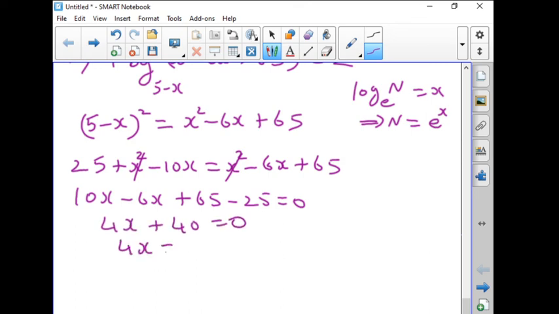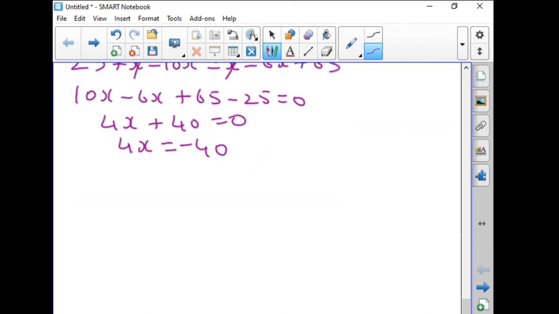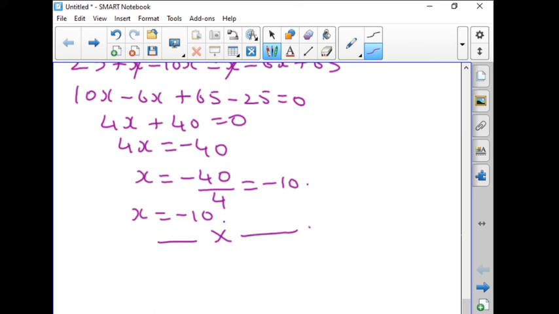So 4x is equal to minus 40. So x is equal to minus 40 by 4, which is equal to minus 10. Okay, so x is equal to minus 10. So with this, we have completed the second chapter.